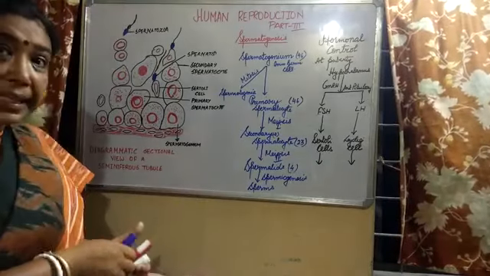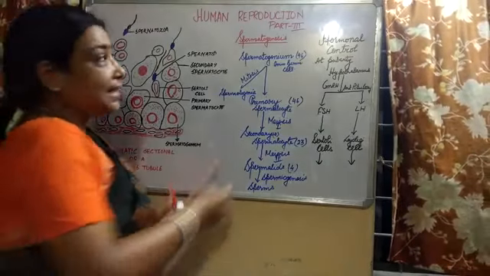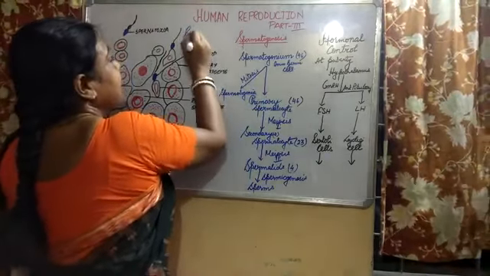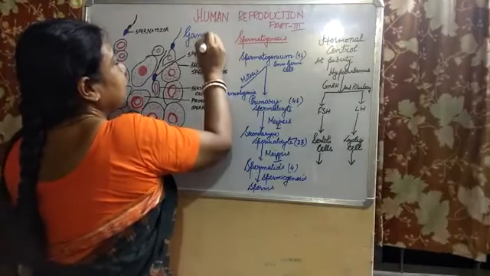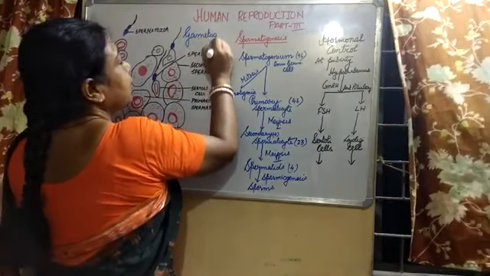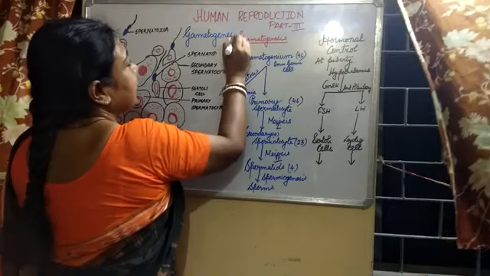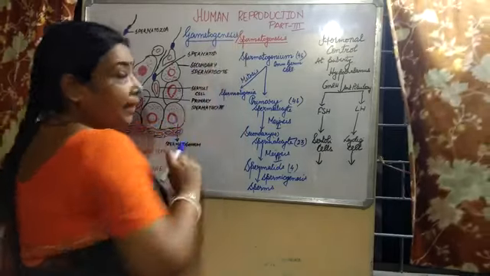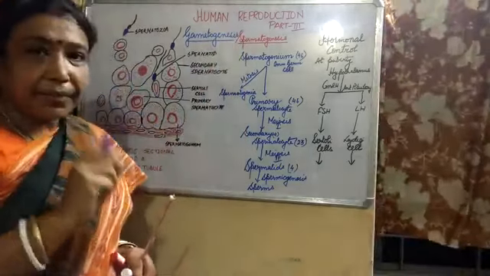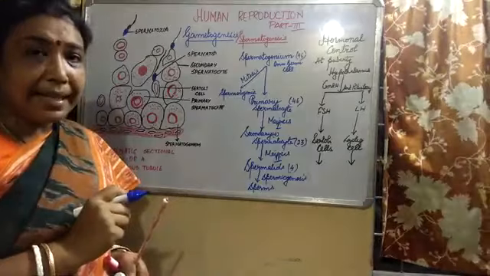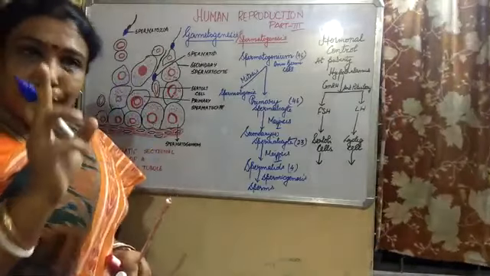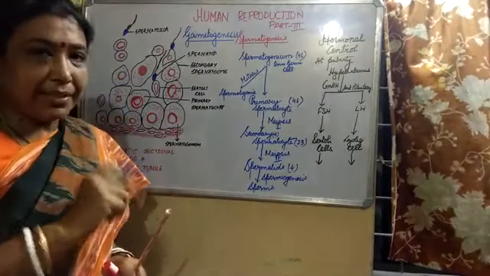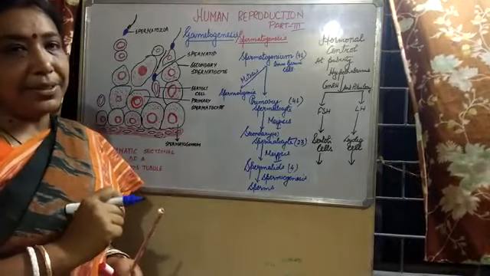What is gametogenesis, children? The process of formation of gametes is known as gametogenesis. In the male, what type of gamete is there? Sperms. So the name is spermatogenesis.